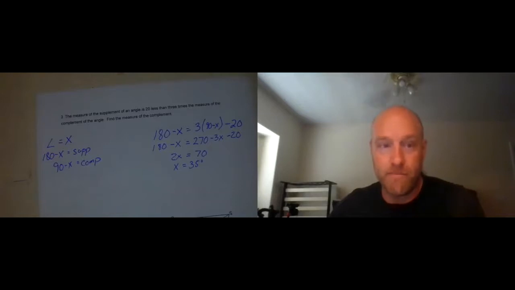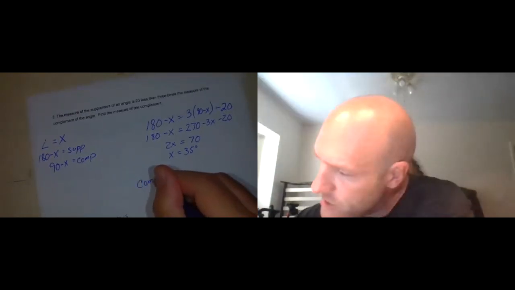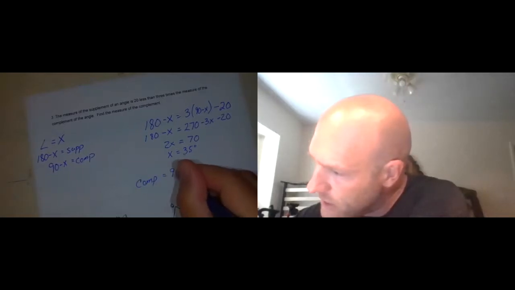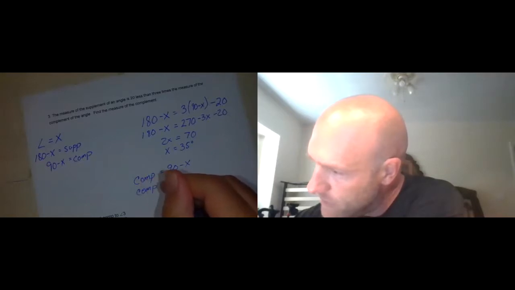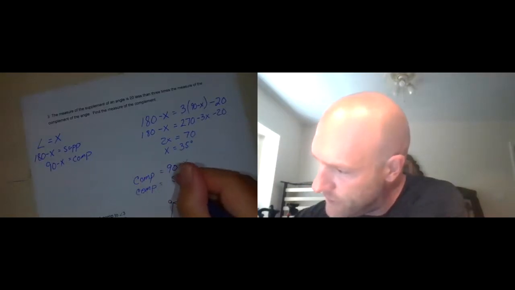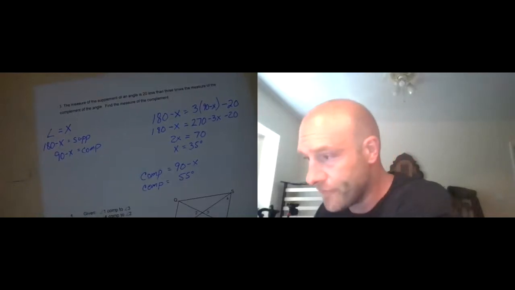They asked me to find the measure of the complement. So the complement in general is 90 minus x. So the complement is going to be 90 minus 35, which is 55 degrees. And there you have it.